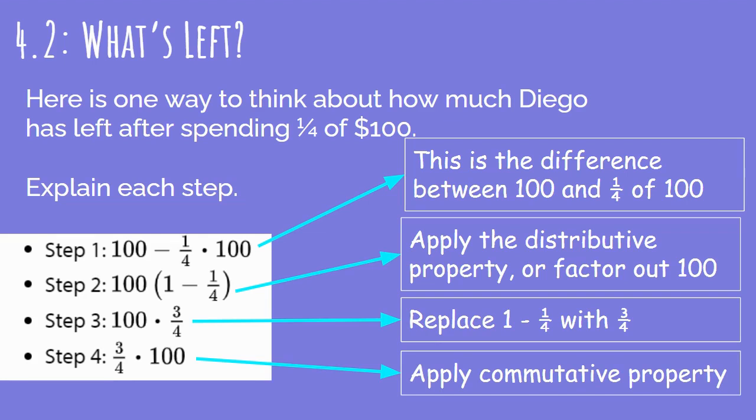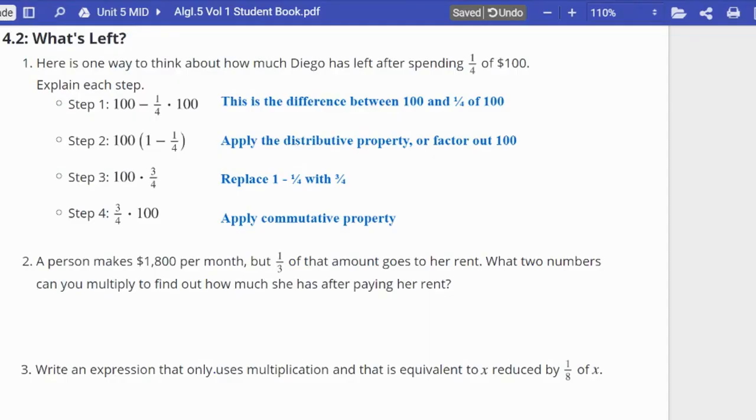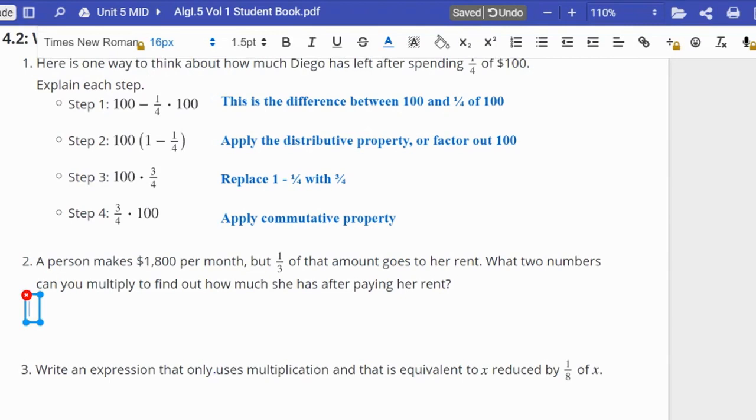Okay, so now using this example, I want you to try and answer question 2 and question 3 in your workbook. Okay, let's talk about number 2. A person makes $1,800 per month, but 1/3 of that amount goes to her rent. What two numbers can you multiply to find out how much she has after paying her rent? Okay, so the two numbers we are going to multiply together are the initial amount and the growth factor.